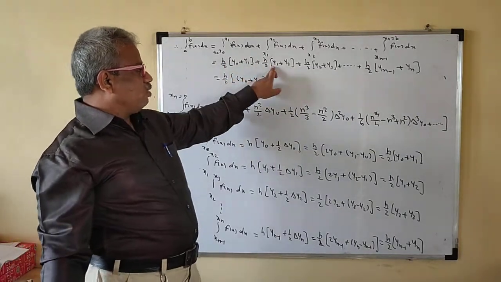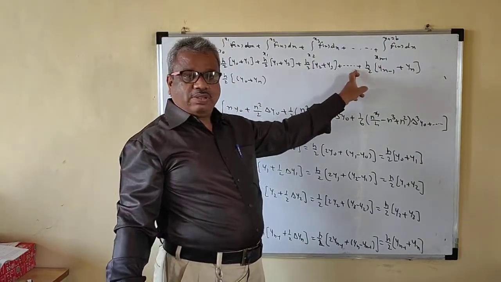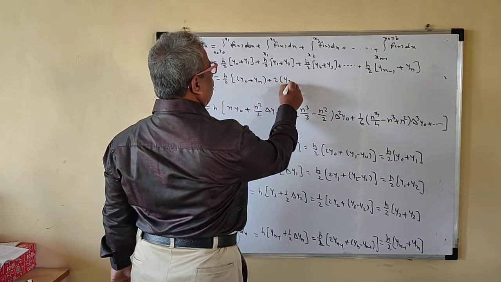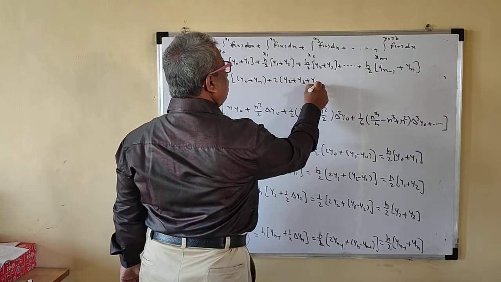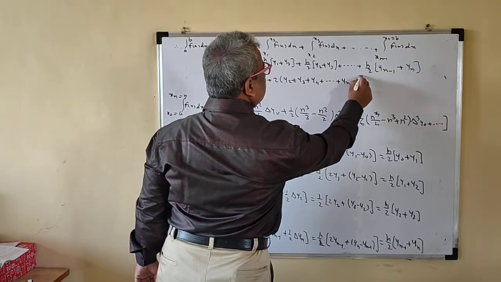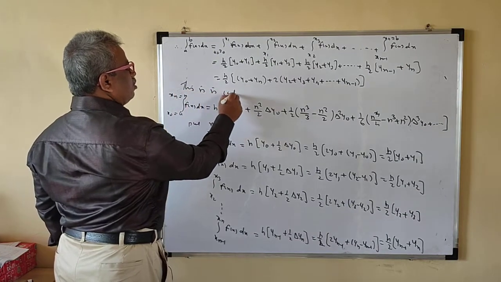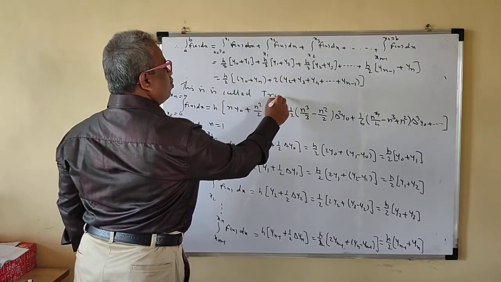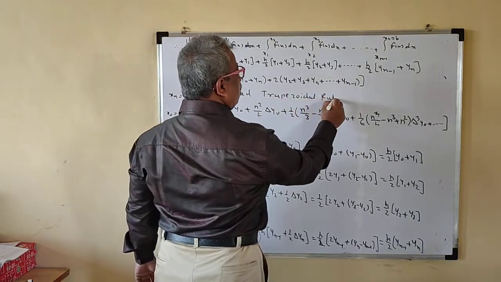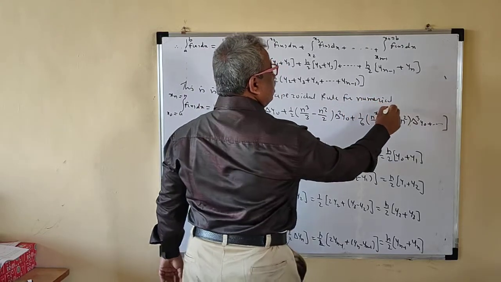Other values, y1 is y1, y2 is y2, y3 is y3, yn-1 is here. So they are double, so for addition they become 2 times, y1 plus y2 plus y3 plus y4 plus ... yn-1. Okay, and this is called the trapezoidal rule for numerical integration.